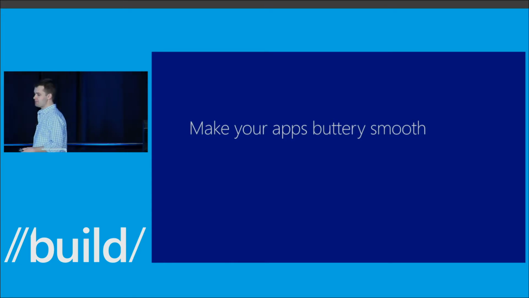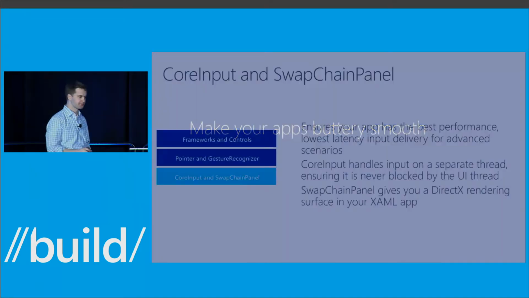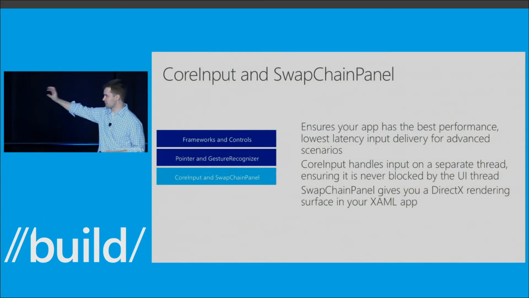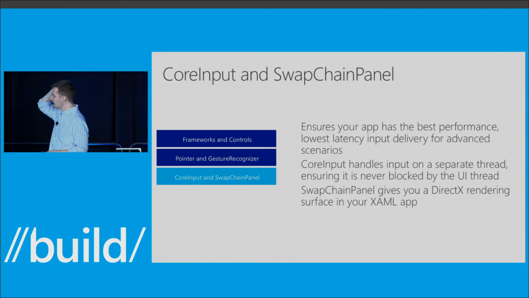Let's say your app is super complicated. Maybe you're doing a billion things on your UI thread, or maybe you're making some audio app and you need the absolute lowest input latency possible. That's when you want to use CoreInput. So now we're at the bottom layer of our API surface, our stack.